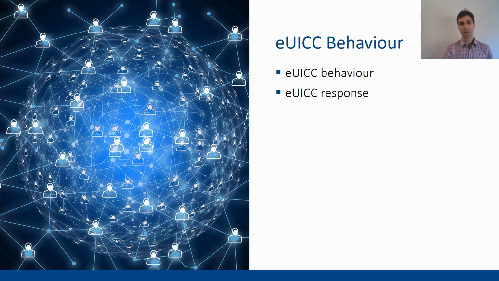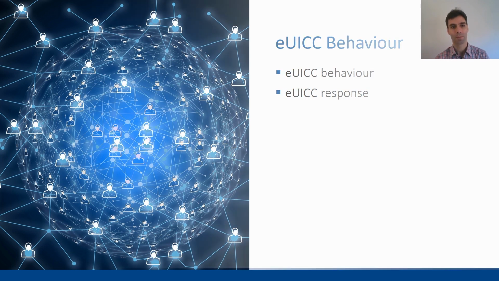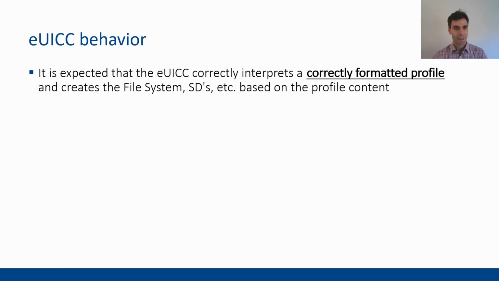After we looked at how the profile itself looks like, profile elements, coding, and so on, now let's take a look at the EUICC side. What is expected from the EUICC when it receives a profile? It is expected that the EUICC correctly interprets a correctly formatted profile. So, in case it receives a correctly formatted profile, then it needs to create the file system, security domain, and so on based on the profile content.